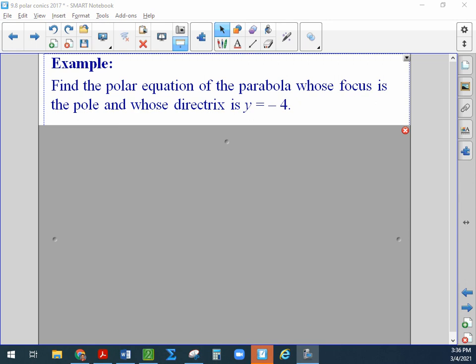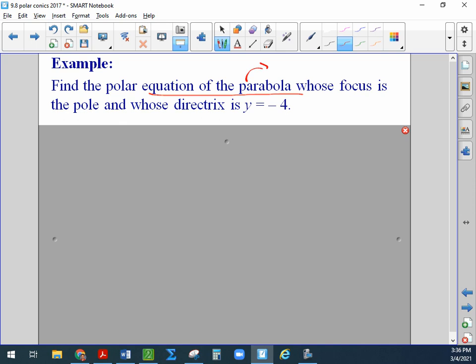So it does say parabola, and we can use that information right away to say that the eccentricity is equal to 1. For a parabola, the eccentricity is 1. For a hyperbola, the eccentricity is greater than 1. And for an ellipse, the eccentricity is less than 1. The directrix is also at y equals -4. This is 4 units away from the pole.